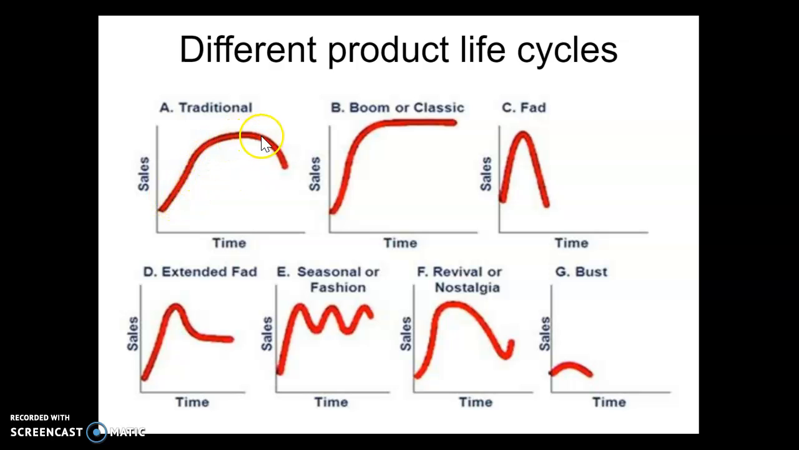There is no set shape for a product life cycle. So this is traditional that we draw, we have our increase in sales, we have maturity, and at some point they decline.